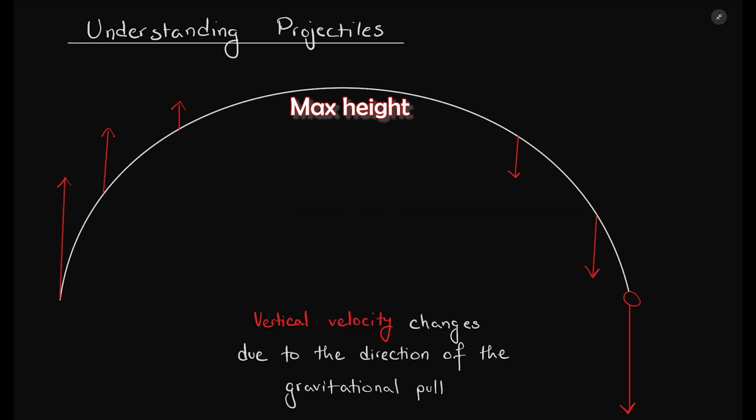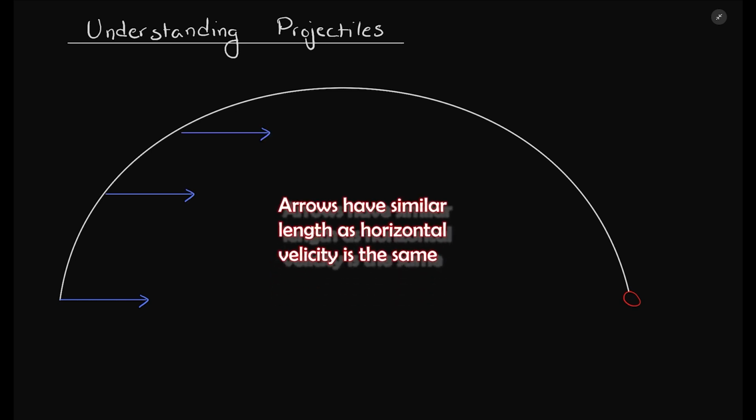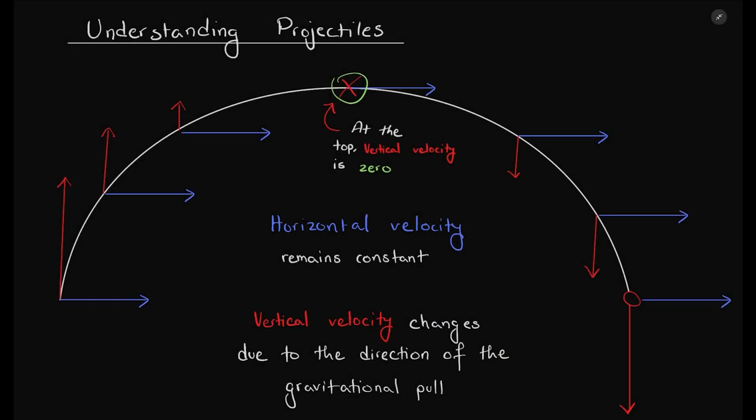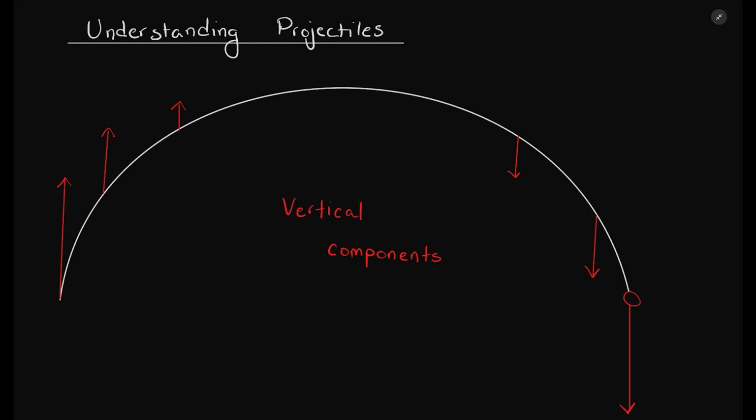This change is represented by the red arrows in the diagram. However, the horizontal velocity does not change as gravity is not pulling the ball towards the right. So the ball moves at a certain velocity along the horizontal line. As there are 2 different types of motion, we need to divide this into 2 different components. Let's name them horizontal components and vertical components.